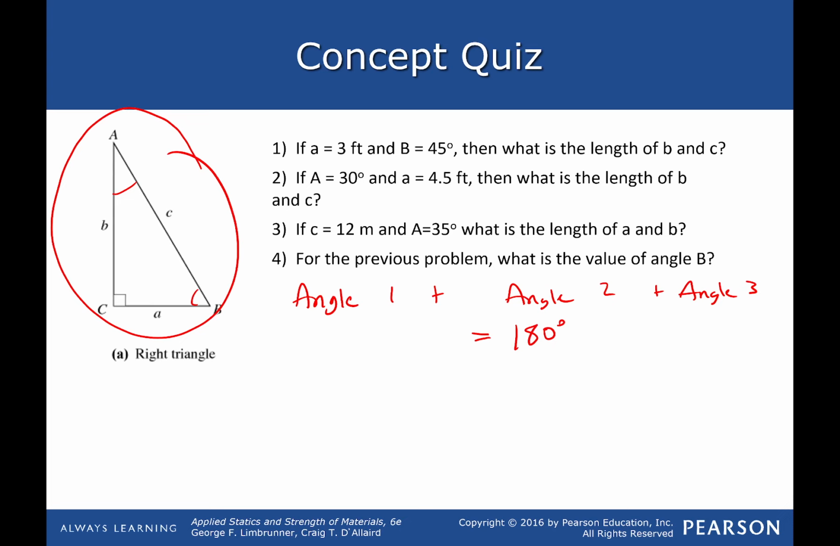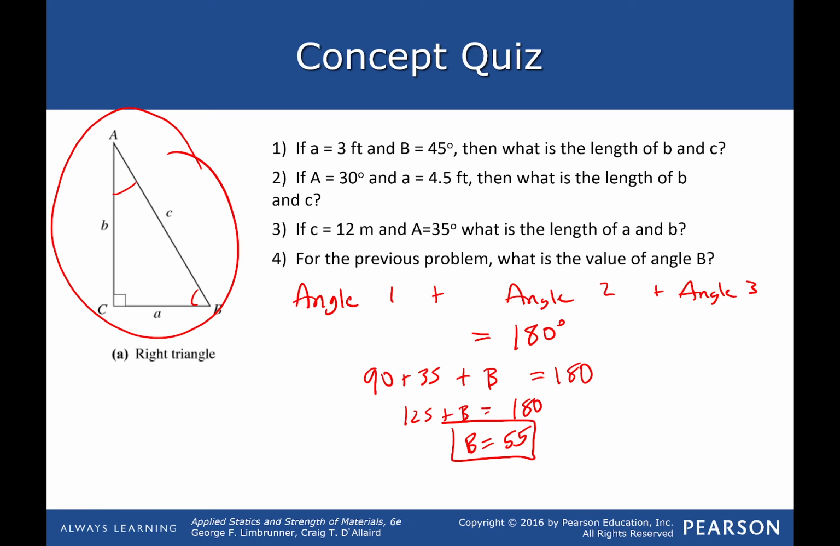Since I knew two of the angles, 90 and 35, I wanted to find the third angle. We'll call that one B. I know it's equal to 180. Well, that means 125 plus B equals 180. B is equal to 55. So that is the answer there. That is how we do it.